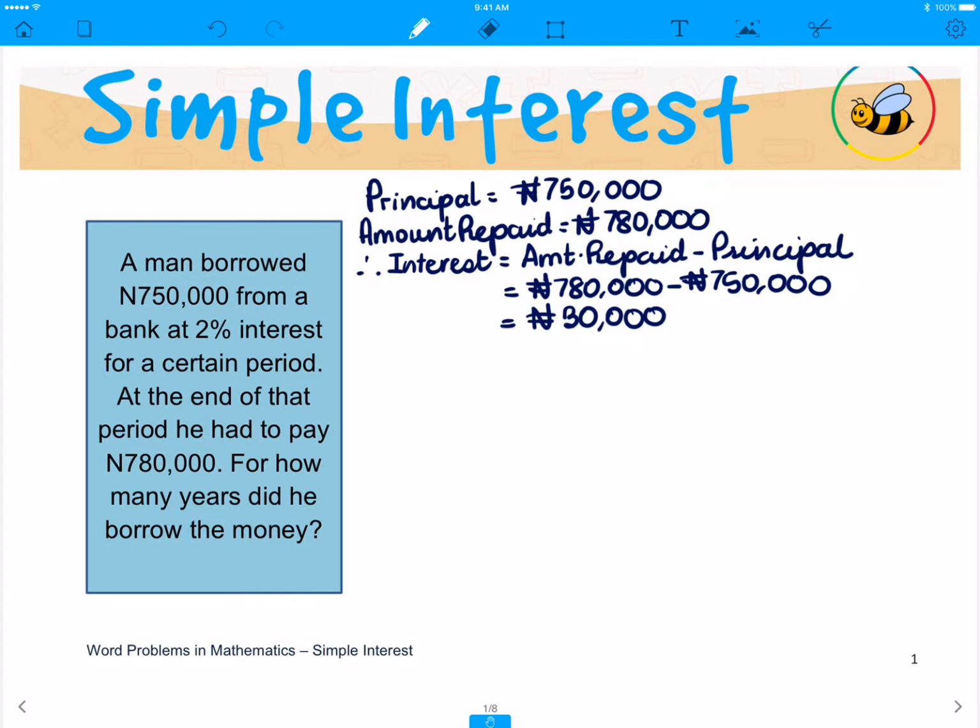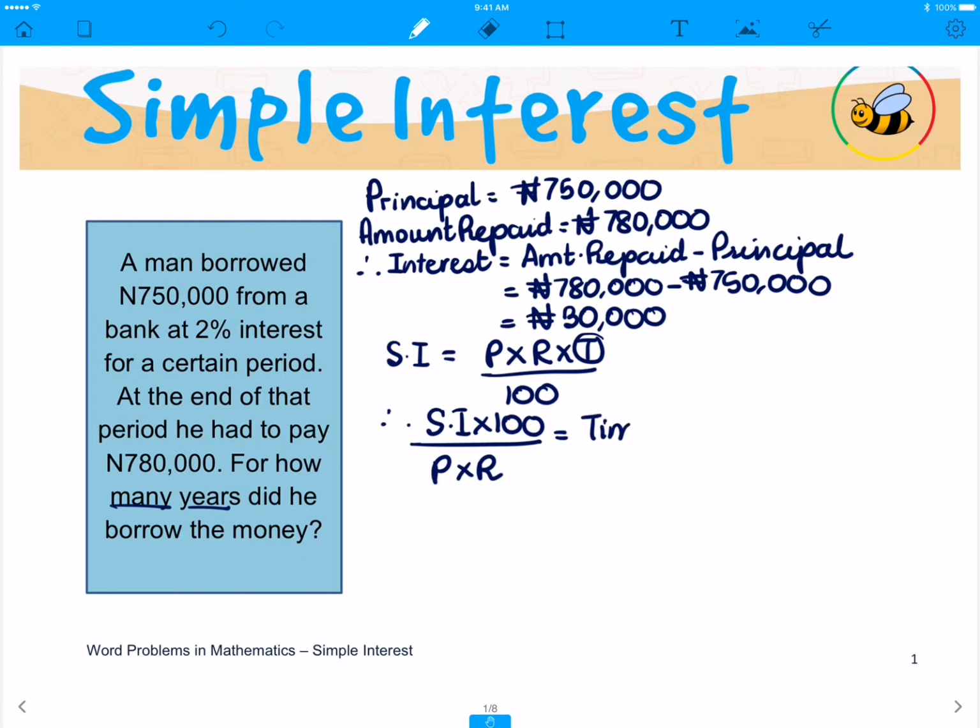Now you know the formula for interest is principal times rate times time. So let's write out that formula. Simple interest is principal times rate times time divided by 100. It means, therefore, in this question we are asked to find the number of years. It means we are looking for the time. It means that simple interest times 100 divided by principal times rate will actually give us the time. If we look at the question, we have the simple interest, at least we've deduced it. We have the principal amount, 750,000. We have the rate, 2%. All we are looking for is the time. So let's do that calculation.